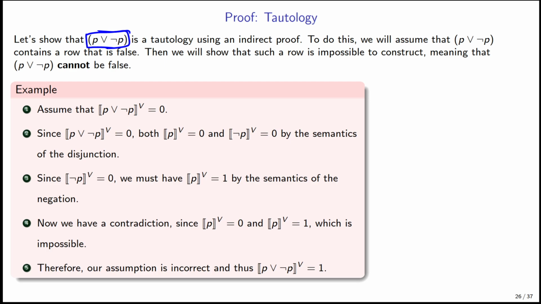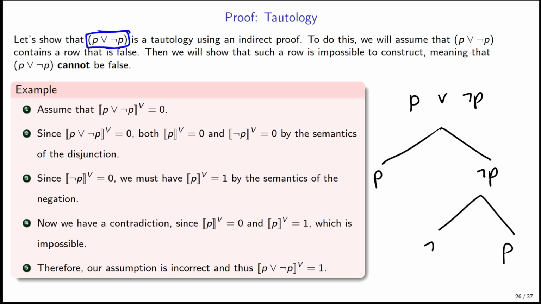So, P or not P is a tautology. This is really easy to do in a truth table. We would find that there's 2 rows and they both come out to 1. But instead what we're doing, and I'm going to draw a syntactic tree for this, we have P or not P. In fact, let me just draw it in black. P or not P. That's going to split into P, and not P will split into the negation in P.